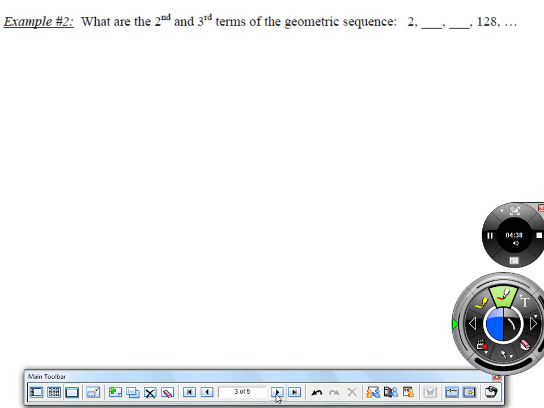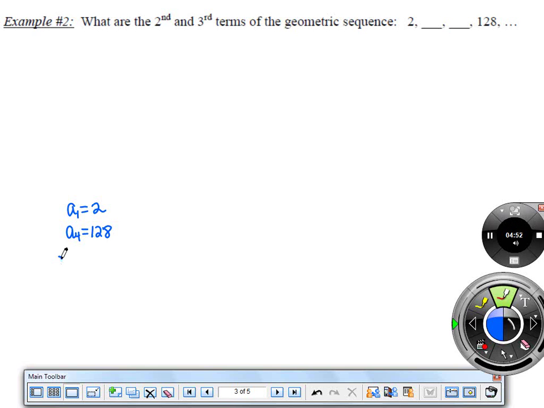All right, so here is part of a geometric sequence. They tell you it's geometric in the directions. So here's what we know. We know that the first term is 2, and we know that the fourth term is 128. And then we're going to use the rule here to help us figure out what that ratio is so we can multiply it and get those missing terms in between.